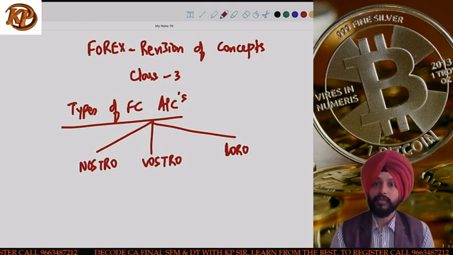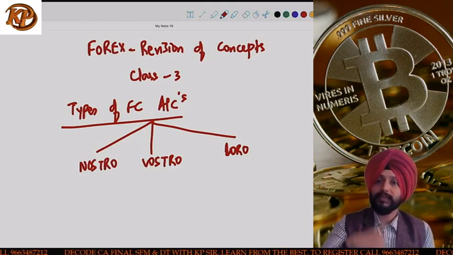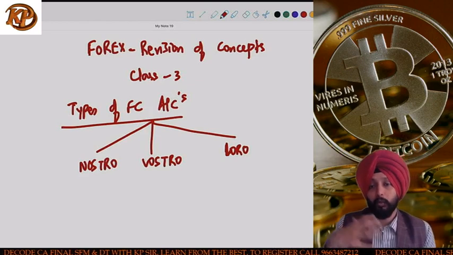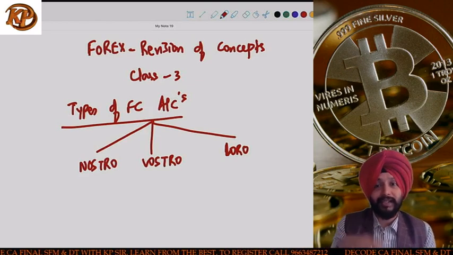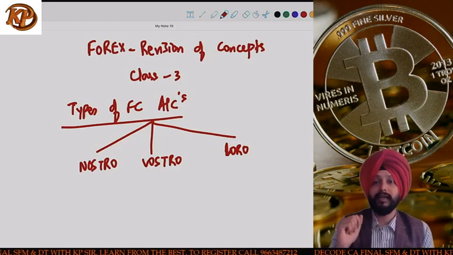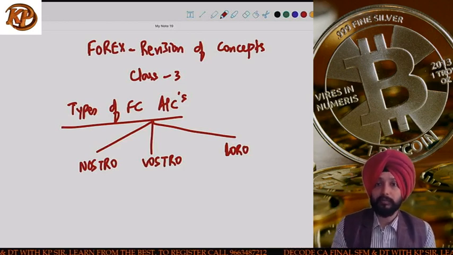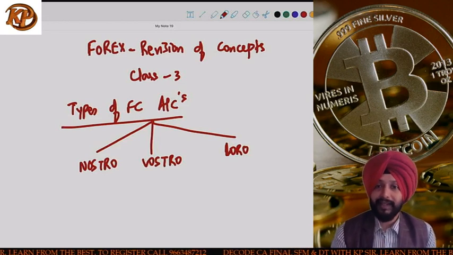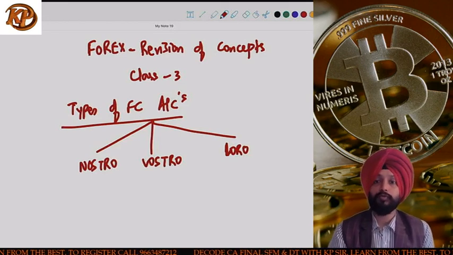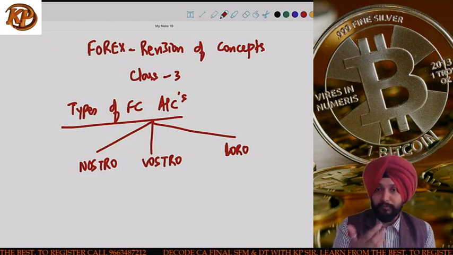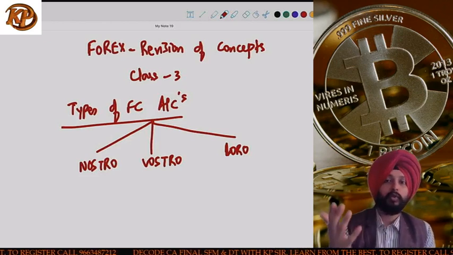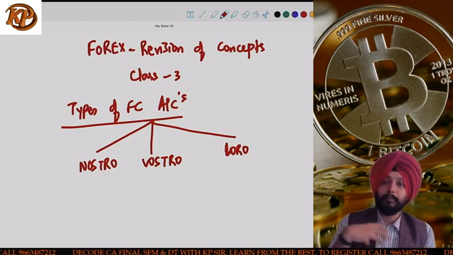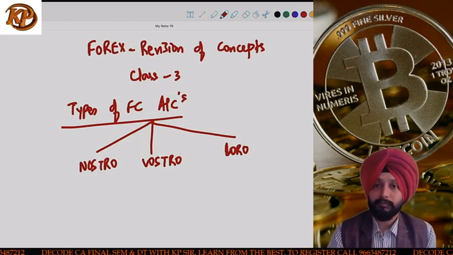Similarly, Vostro is when somebody from foreign country is having an account with you in rupee terms. With you in rupee terms means it's an Indian bank having an account of a foreign resident, and the account will be in rupee terms, like Mr. Sam from US having an account with SBI in India. That is Vostro account for SBI. And if you think carefully, this is a Nostro account for Mr. Sam also. He will say my account with your bank, correct?